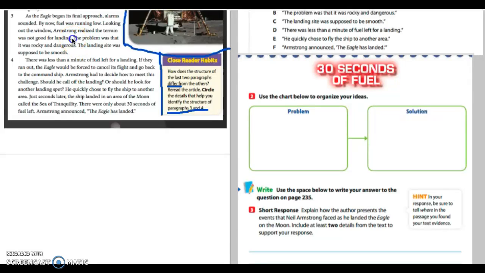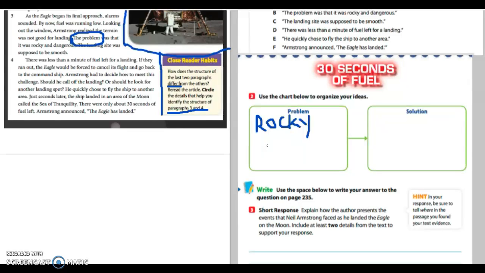Okay, so the words that helped us understand the text structure of problem and solution were the words here in paragraph 3, the problem. The problem was that it was rocky and dangerous. That we should write here in our problem box. So it was rocky and dangerous. I am going to be writing quick notes, but when you fill out your chart, you should make sure you are writing complete details with evidence from the text.